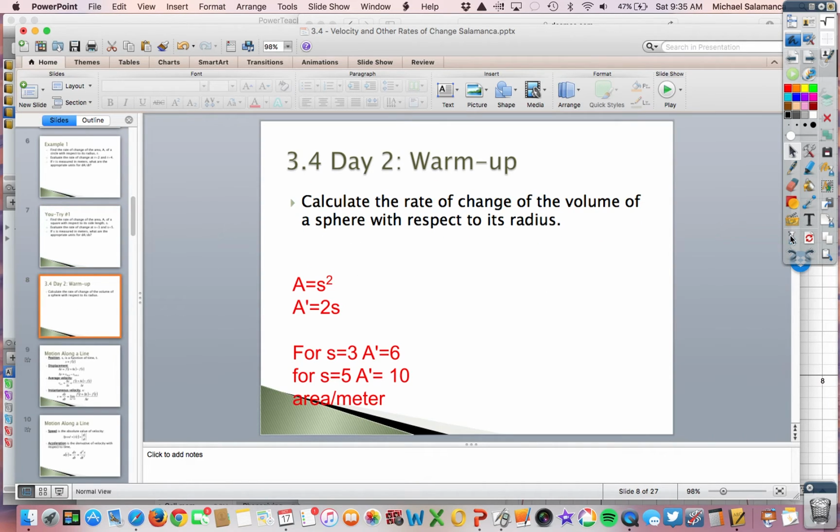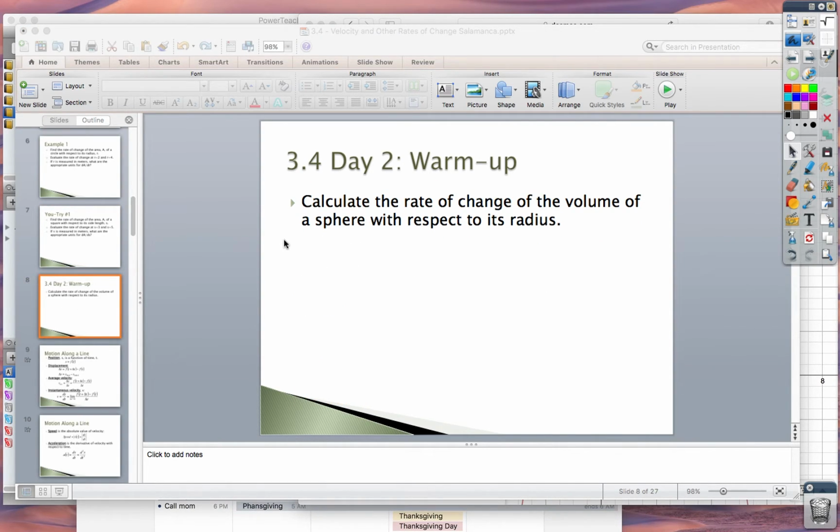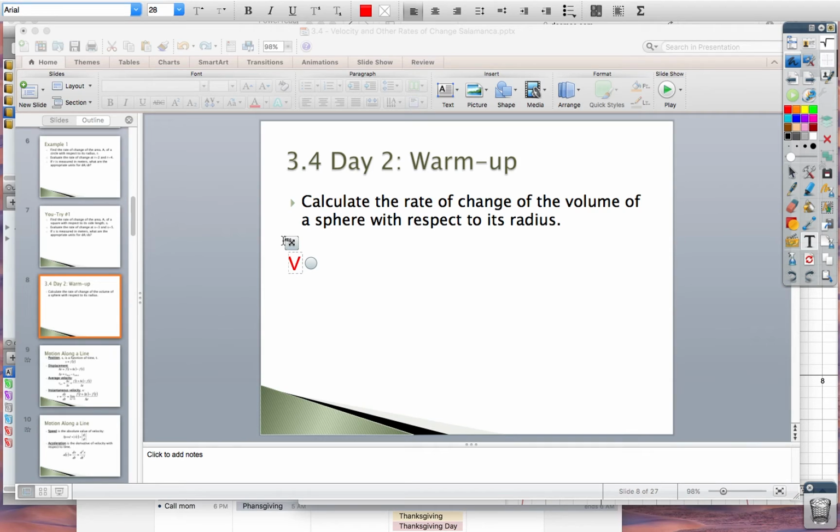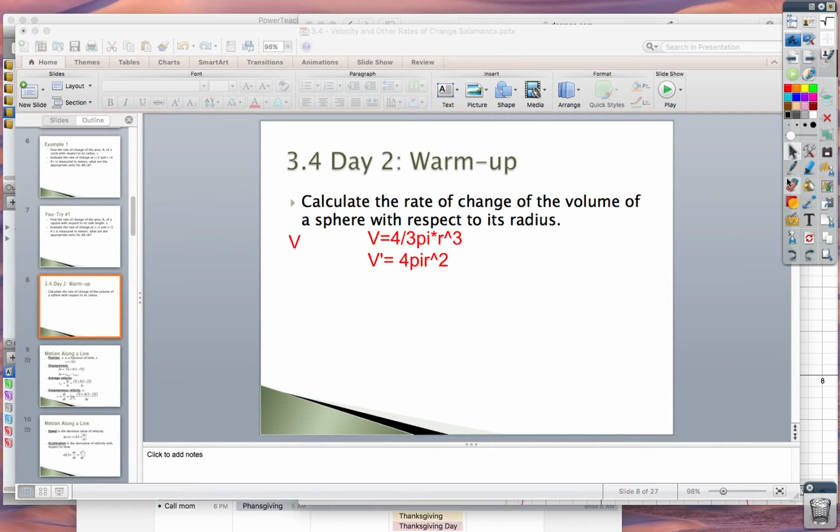Next one, calculate the rate of change of the volume of a sphere with respect to its radius. Remember, the formula for the volume of a sphere is V equals 4/3 pi r cubed. So we can find the rate of change, that V prime is equal to 4 pi r squared. That's how we find the rate of change. Again, we're just finding the derivative.